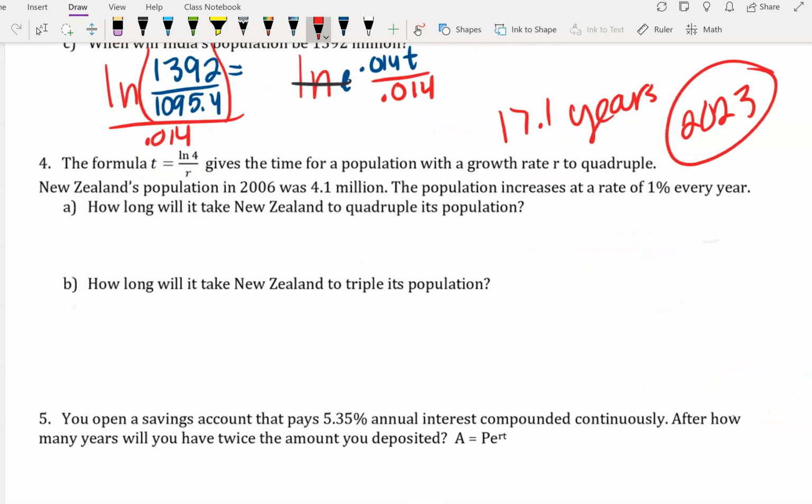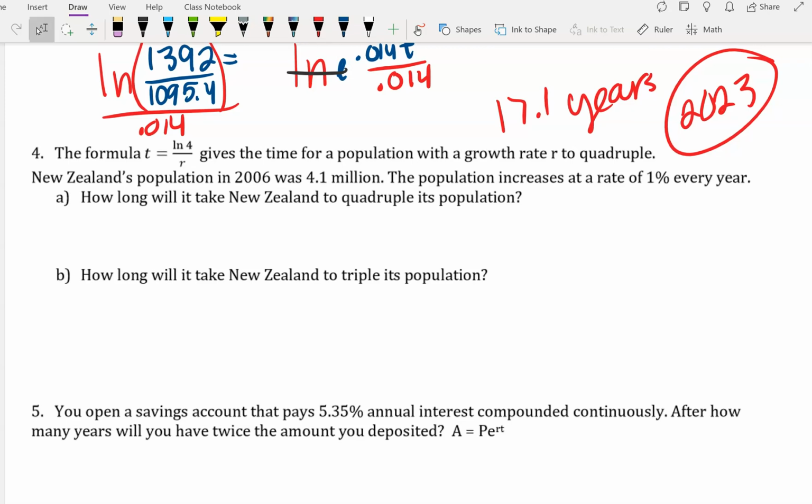All right, couple more. The formula T equals natural log of 4 over R gives you the time for a population with a growth rate R to quadruple. New Zealand's population in 2006 was 4.1 million. The population increases at a rate of 1% each year. How long will it take for New Zealand to quadruple their population? So we're just plugging and chugging into this formula. Since it asks how long it takes, we're solving for t. So we don't know what t is. And then we just plug into the formula.